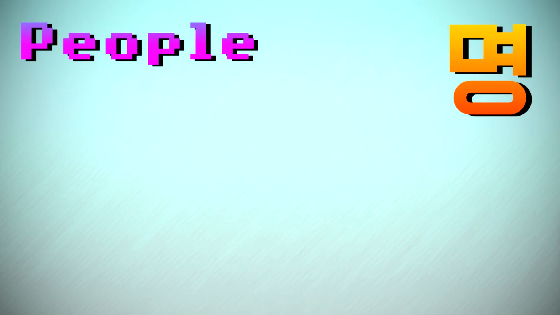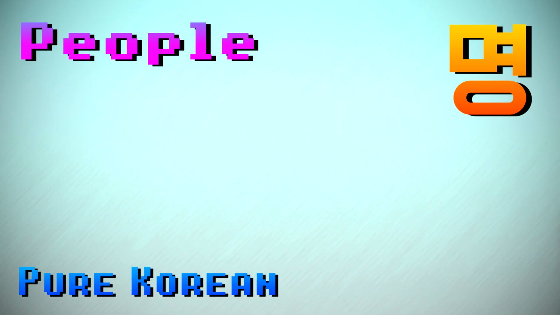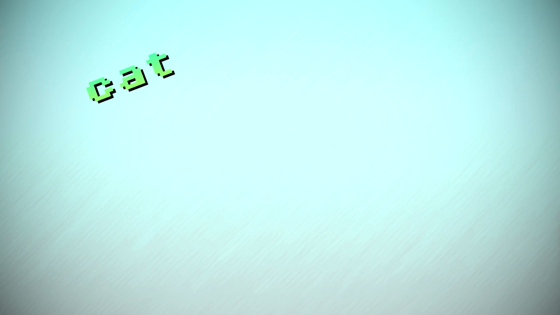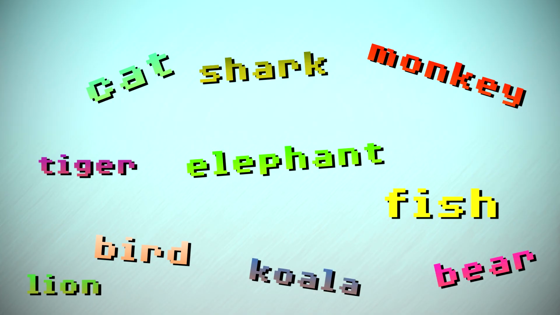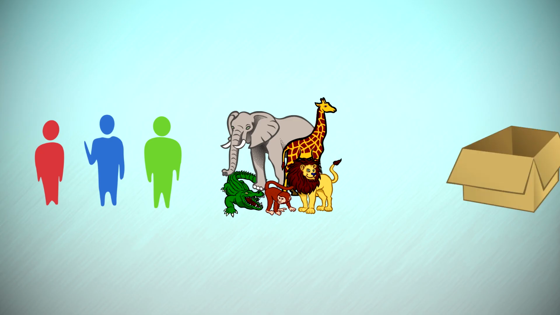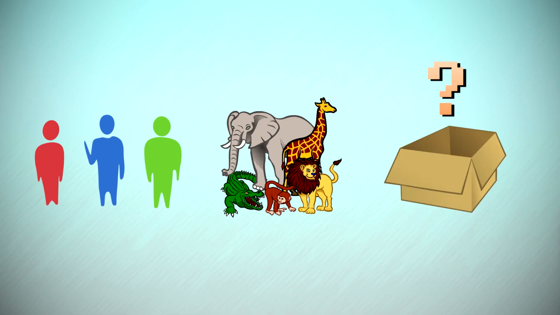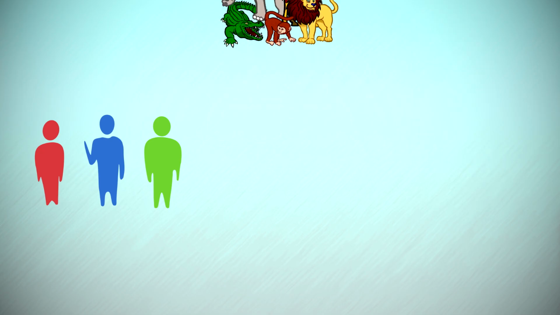First, to count people, we'll use the counter 명, together with pure Korean numbers. It's important when learning a counter to also learn which number system it uses. Okay, let me clarify something. Every single noun in Korean won't have its own unique counter. You can count people with one counter, any animal with another, and there's even a generic counter for just counting things. And in this lesson, we'll cover a handful of the most common and useful counters.